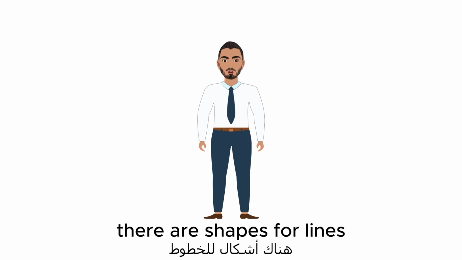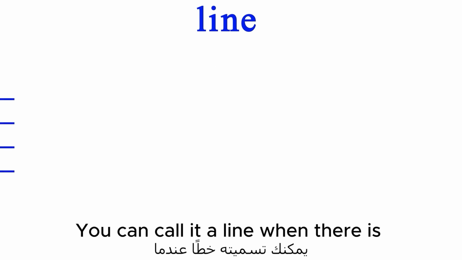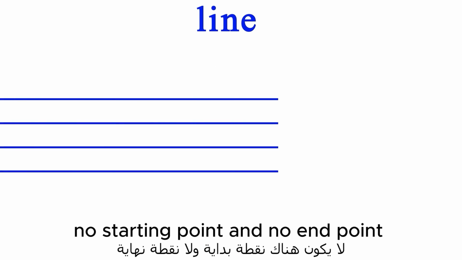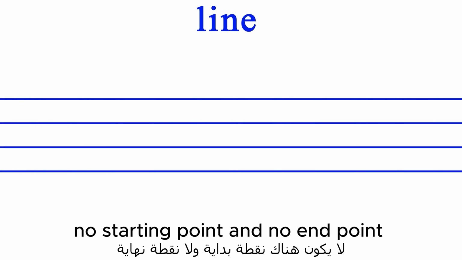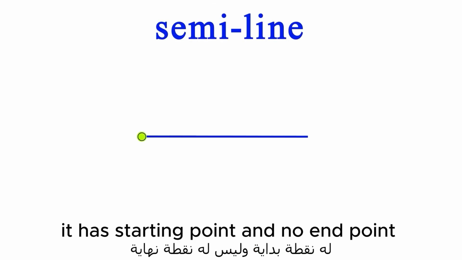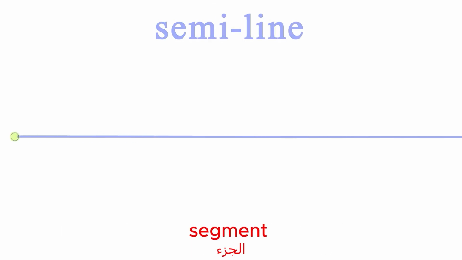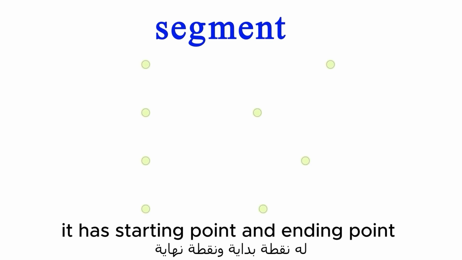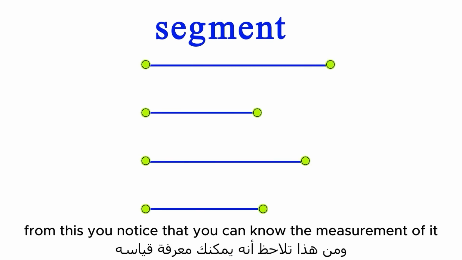There are shapes for lines. Line: you can call it a line when there is no starting point and no end point. Semiline or ray: it has a starting point and no end point. Segment: it has a starting point and an ending point. From this you notice that you can know the measurement of it.